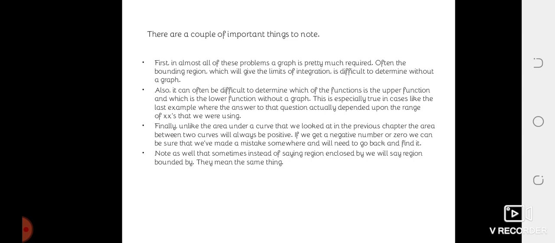Finally, unlike the area under a curve that we looked at in the previous chapter, the area between two curves will always be positive. If we get a negative number or zero, we can be sure that we've made a mistake somewhere and will need to go back and find it. Note as well that sometimes instead of seeing region enclosed by, we will see region bounded by. They mean the same thing.